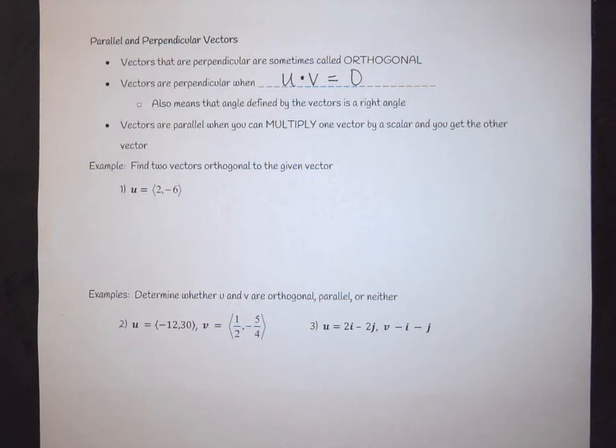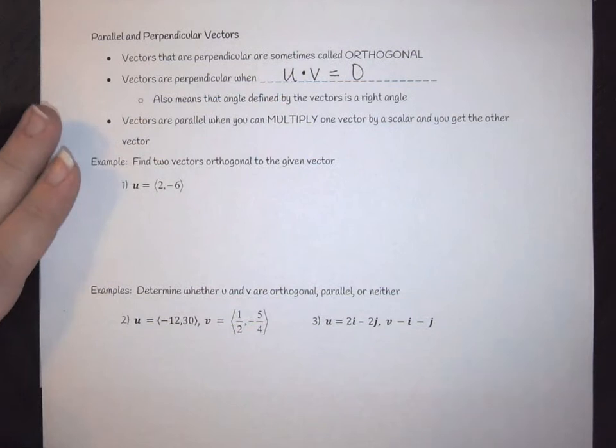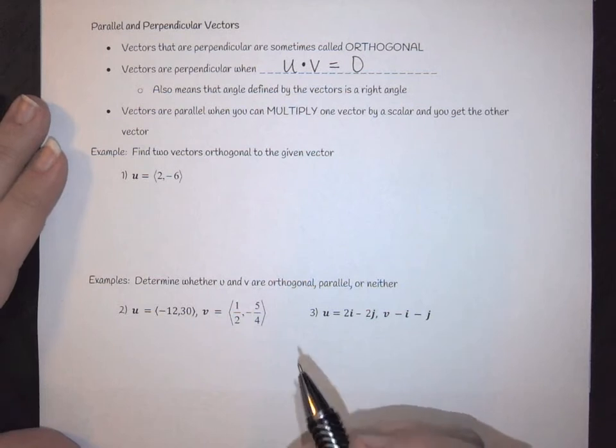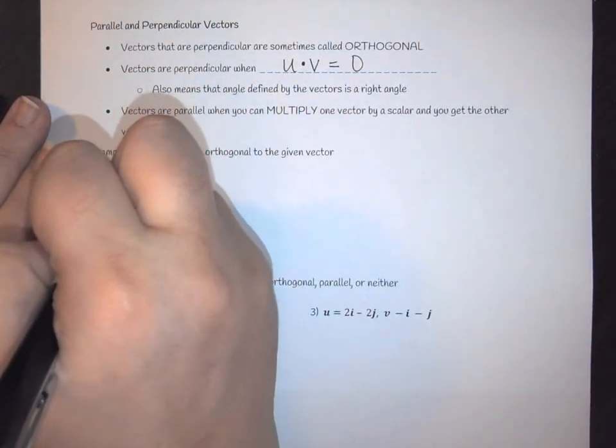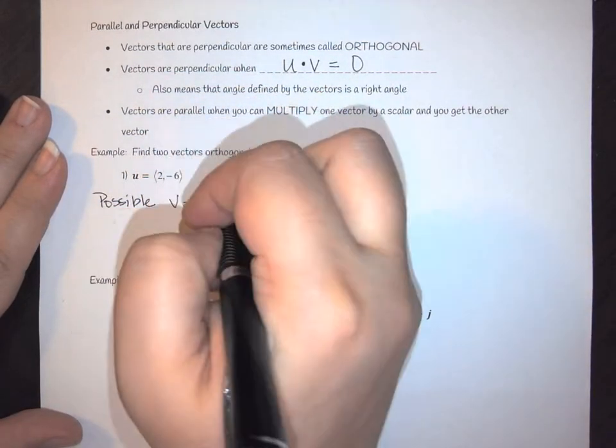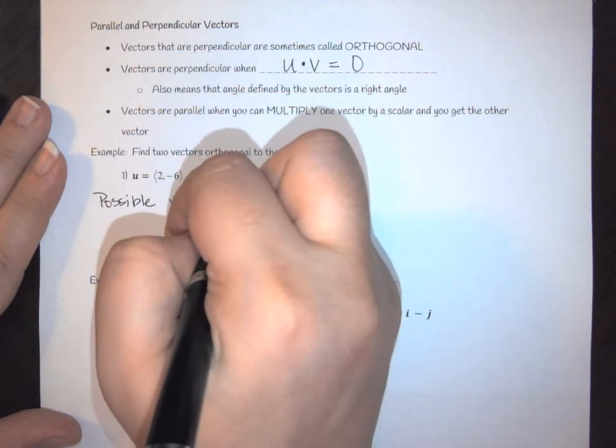Okay? So the first example here is that you were asked to find two vectors that are orthogonal to the given vector. Essentially meaning that when you take the dot product, you get 0. So, for example, we have 2 and negative 6. So one possible vector for v would be 6 and 2.